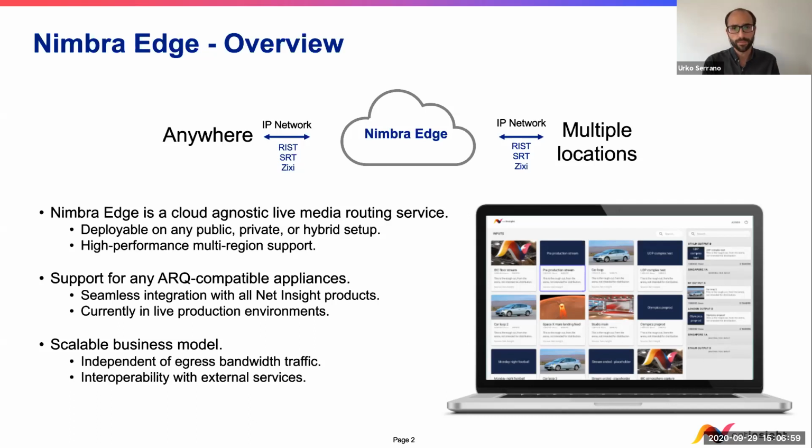So this gives a lot of flexibility depending on the use cases that you are currently looking into. But at the same time, we have other features that we can discuss later, such as the option of multi-region support, which means that if you have customers that are located in different geographical locations, it is possible to have instances of this media routing service, Nimbra Edge, in different regions, so you can more efficiently redistribute and reroute those streams either locally in that region or going through different ones with less delay.